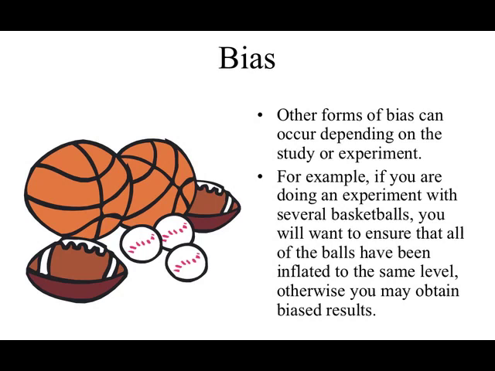Other forms of bias can occur depending on the study or experiment. For example, if you are doing an experiment with several basketballs, you'll want to ensure that all of the balls have been inflated to the same level, have the same amount of wear, and are generally exactly the same. Otherwise, you may obtain biased results.